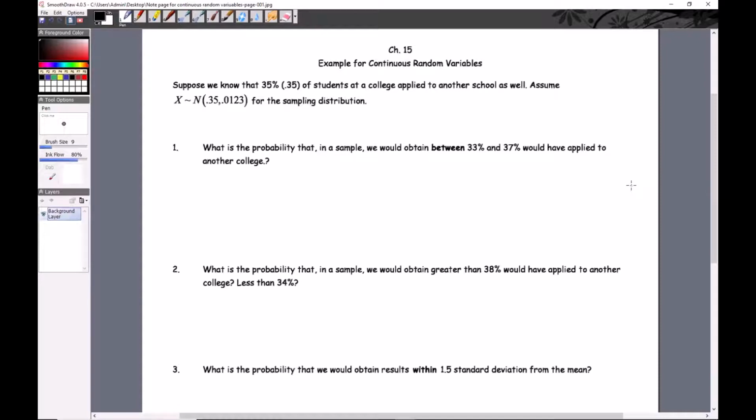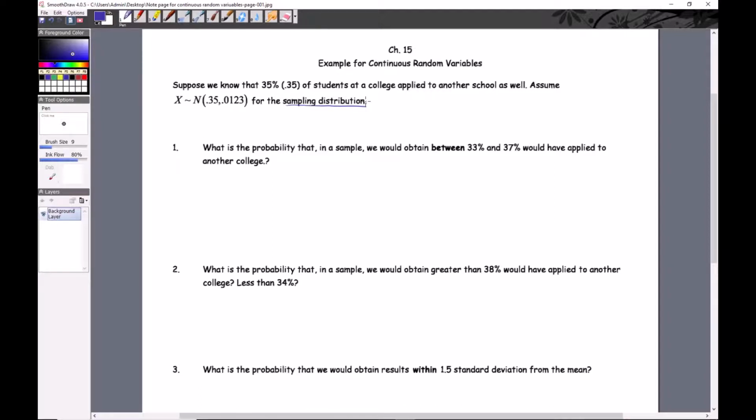In this particular problem we're going to be breaking down, it says, suppose we know that 35%, 0.35, of students at a college applied to another school as well. That's mentioning all students there, so it's like a parameter. That's not from a sample. That's just a known value for a population. It says then, assume that random variable x is approximately normal with a mean of 0.35 and a standard deviation of 0.0123 for the sampling distribution. Okay, that's a new thing right there.